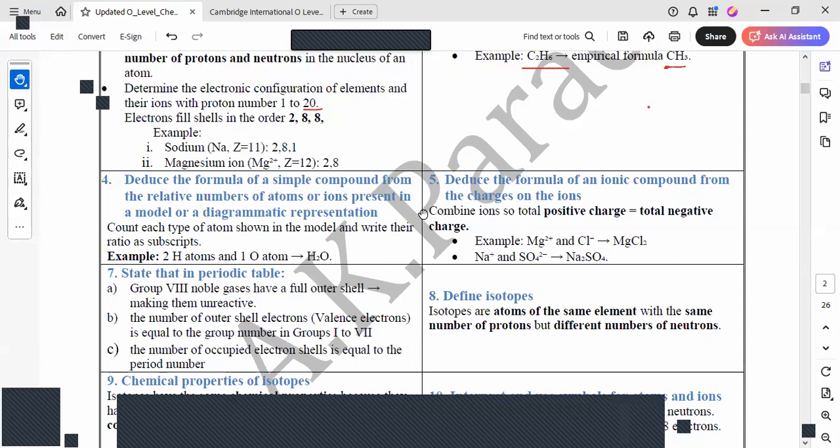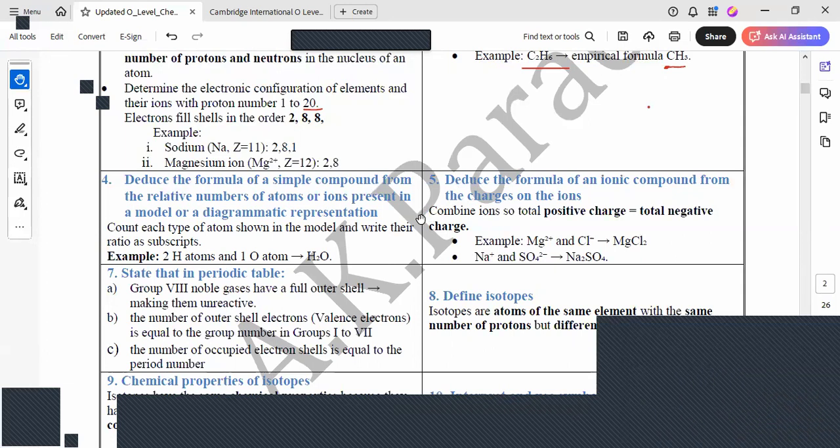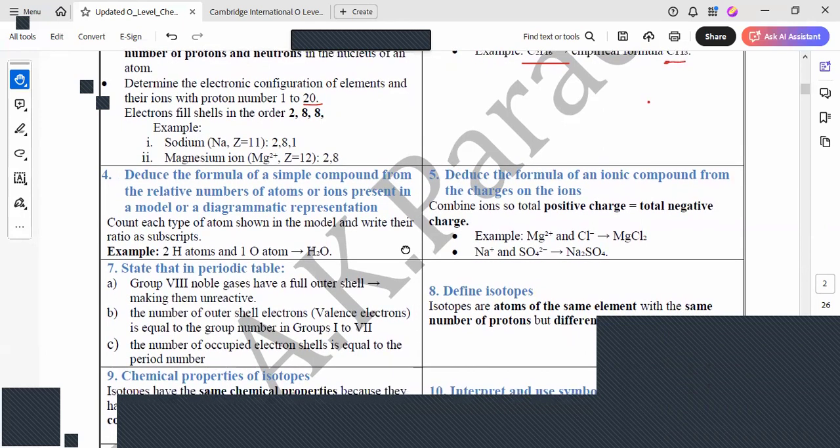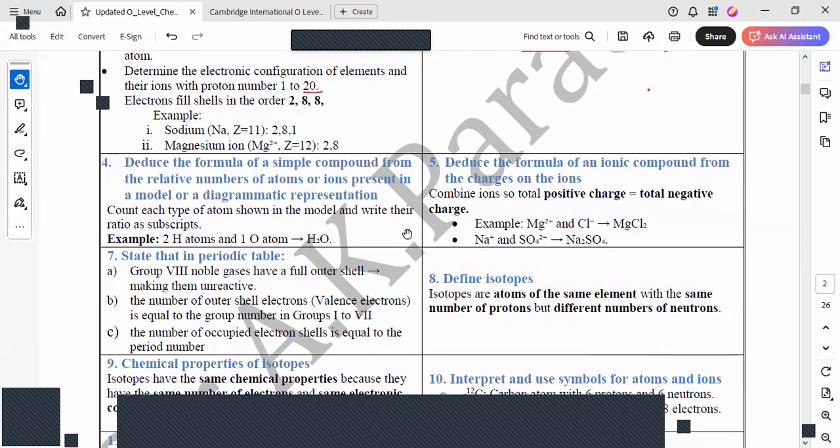If it is sodium chloride, then a giant lattice is shown in the diagram, and you have to judge what the formula of the compound is. Okay. So the next thing is to deduce the formula of an ionic compound from the charges on the ions.